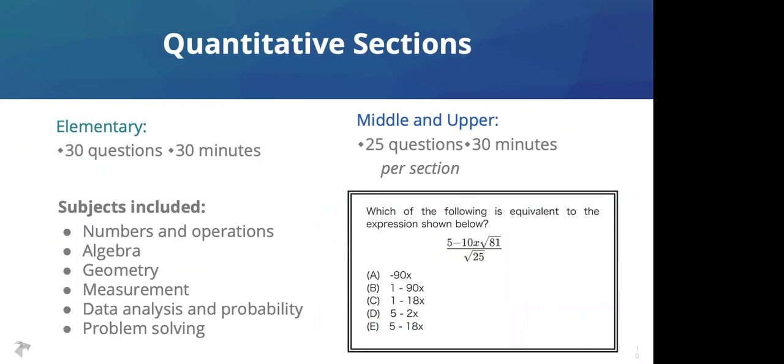The elementary level has 1 quantitative section, and the middle and upper levels have 2 quantitative sections. Note that students are not allowed to use a calculator on the SSAT.